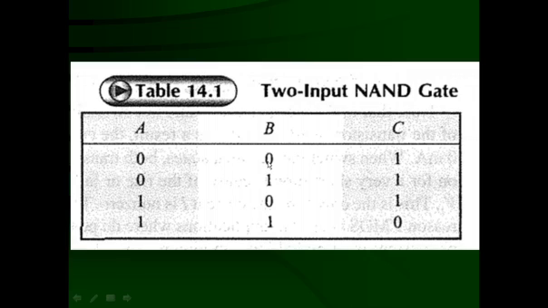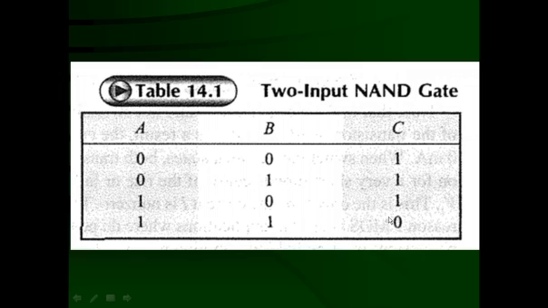If A is 0, B is 0, output is going to be high. If A is 0, B is going to be 1, output is high. If A is 1, B is going to be 0, the output is high. If I want to combine these three conditions, then I can say that if any one of the inputs is low, then output is going to be high.